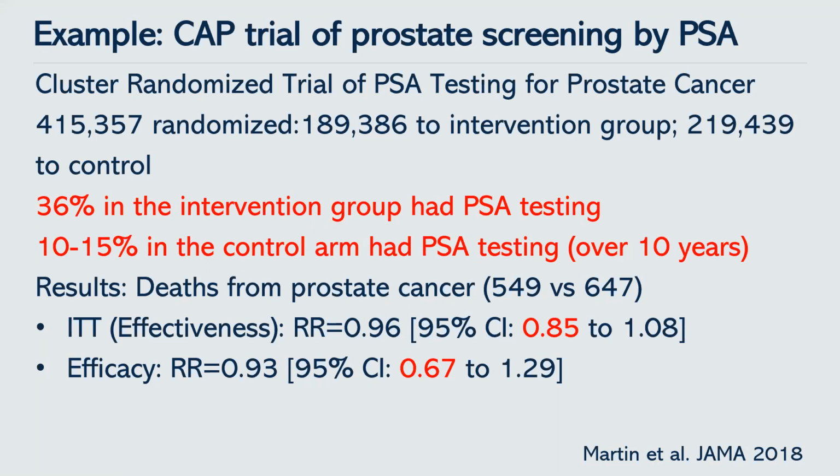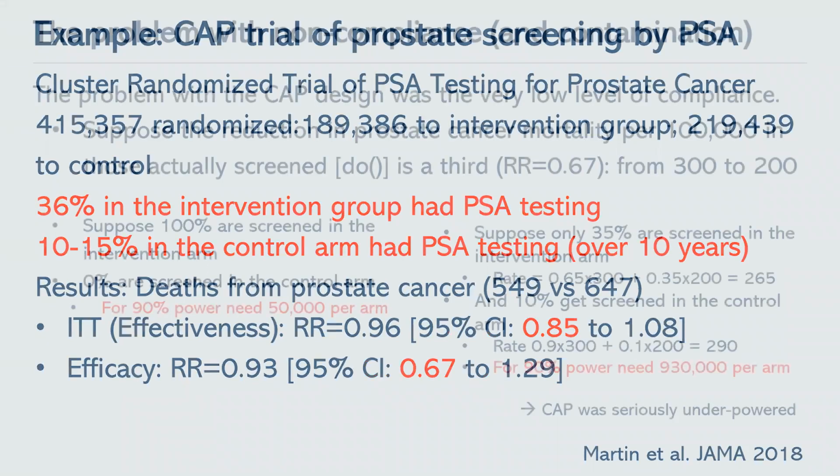It didn't work. But in fact, if you do the efficacy analysis, which the authors did, the confidence interval for the relative risk is 0.67. So it's possible that the causal effect of PSA screening is a 33% reduction in prostate cancer mortality.